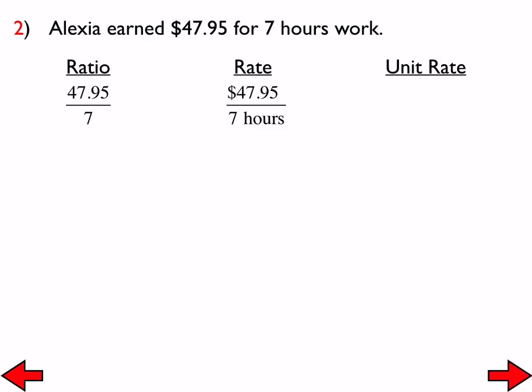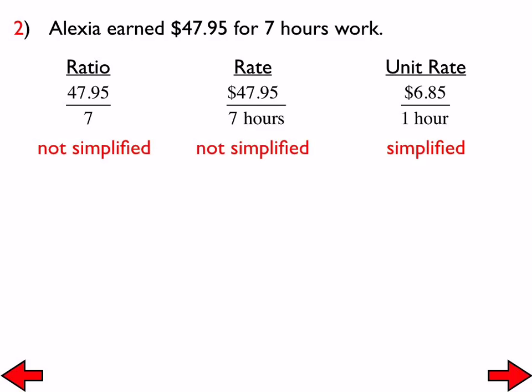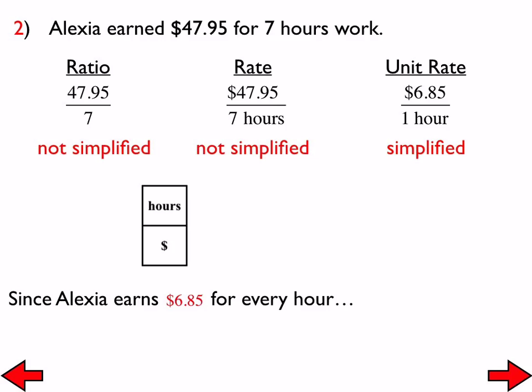To find the unit rate, 47.95 divided by 7, and that leads us to a unit rate, and that's what I heard from the majority of you, $6.85 per hour. And once again, the unit rate is very powerful because now we can find any piece of information based on what we're dealing with here, because we know that for every single hour, Alexia earns $6.85. So now let's set up our table.